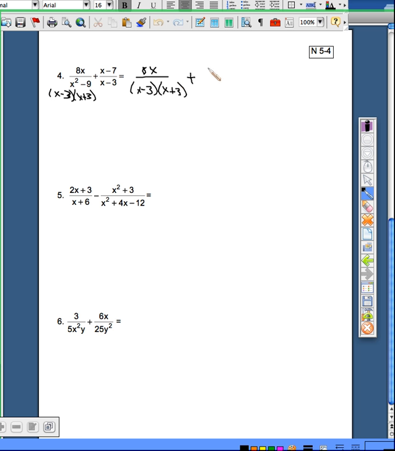Plus, I've got to multiply this fraction by x plus 3 over x plus 3, so we get our common denominator. And this will be x minus 7 over x minus 3. All right, so when we do that, we now have one denominator.